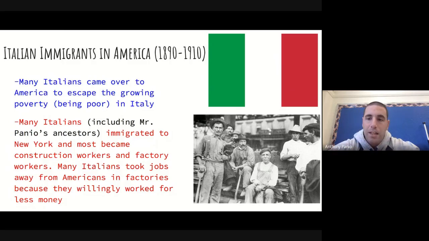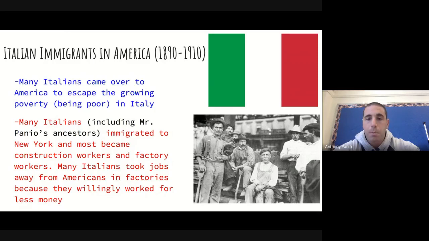So when an Italian immigrant comes to the United States, they're willing to work for very small amounts of money. Back in American history, there was no such thing as a minimum wage. So an Italian immigrant may come in and say, you know what, I'm okay with working for $1 a day because in Italy, I made less than $1 a day.